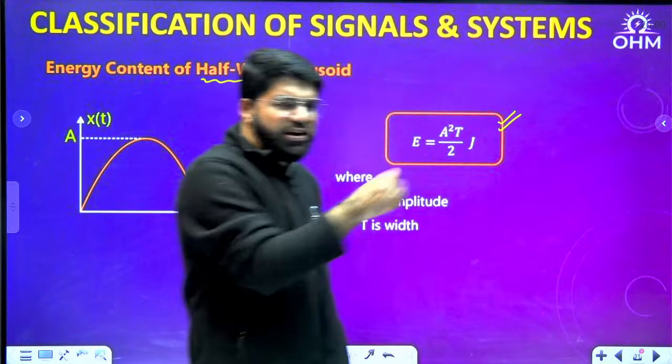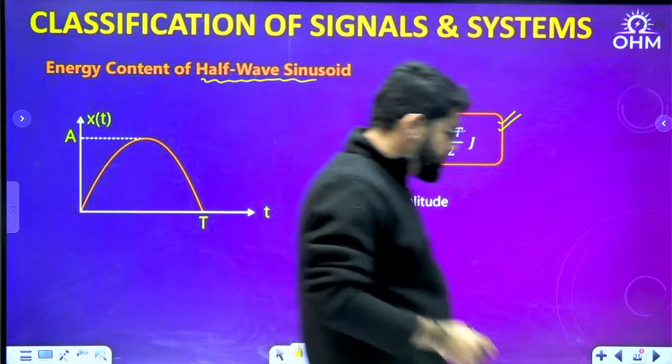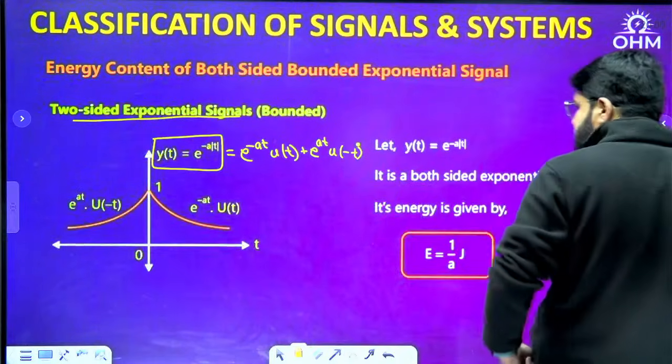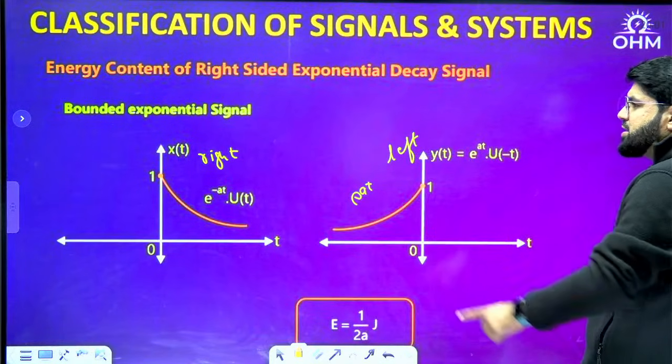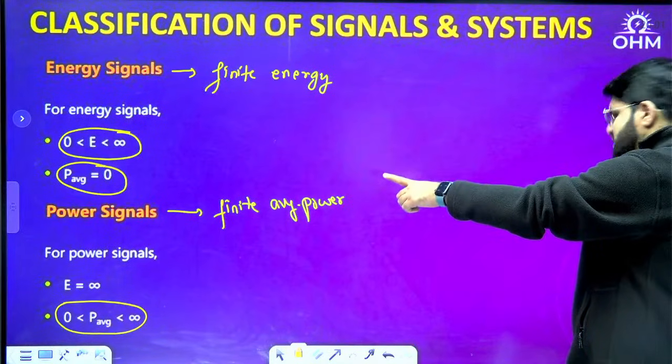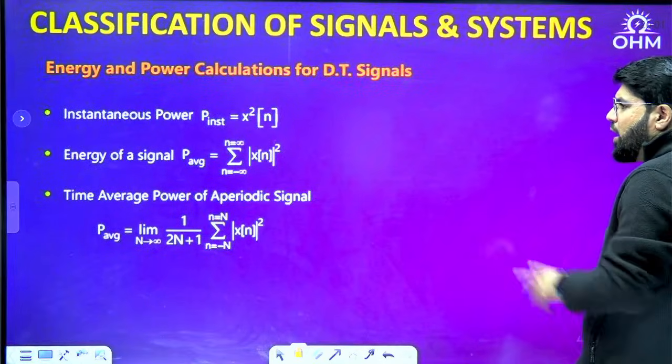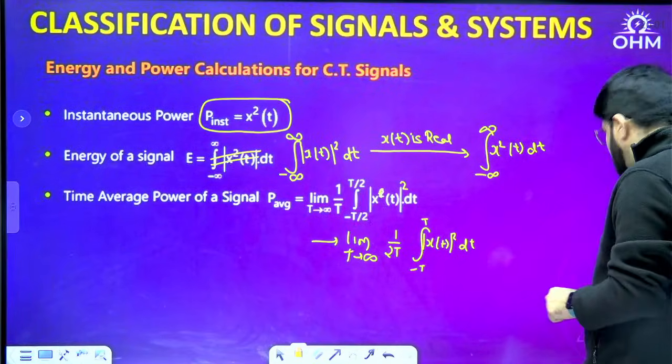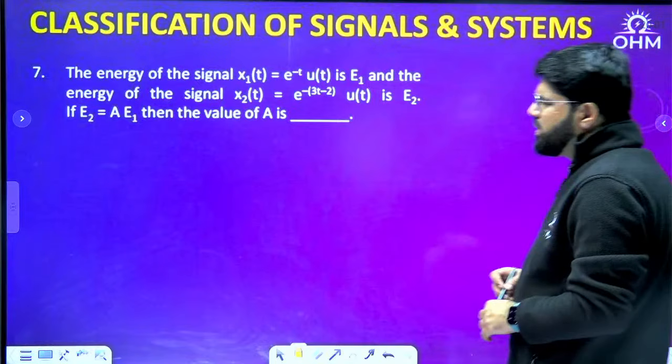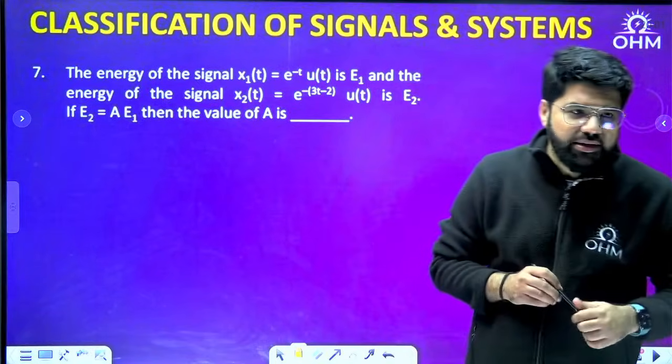Now we'll take questions around all these concepts. Sometimes the questions may simply ask you to check whether a signal is an energy signal or a power signal. So these definitions are known to you. How do you calculate energy or power? That formula should also be revised. So we had a basic quick revision. Now coming to question practice again.